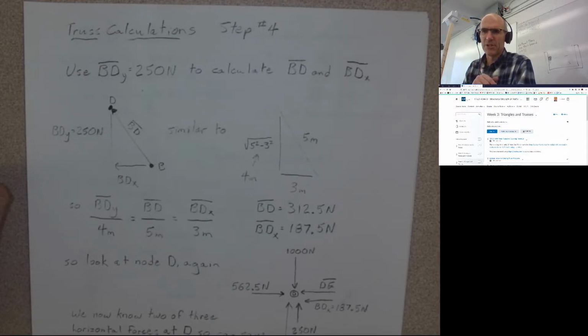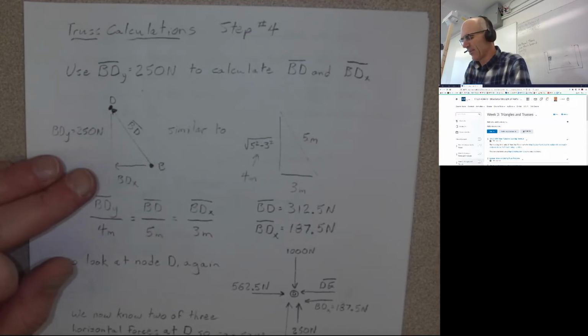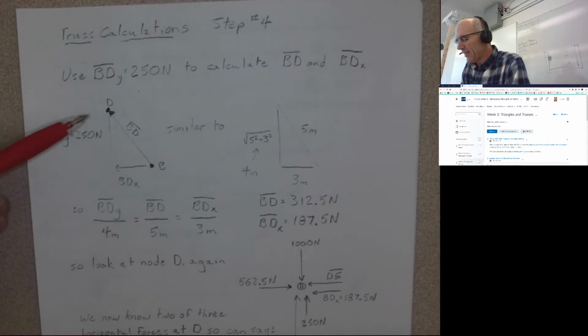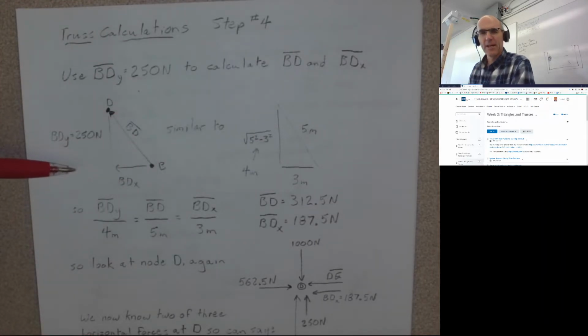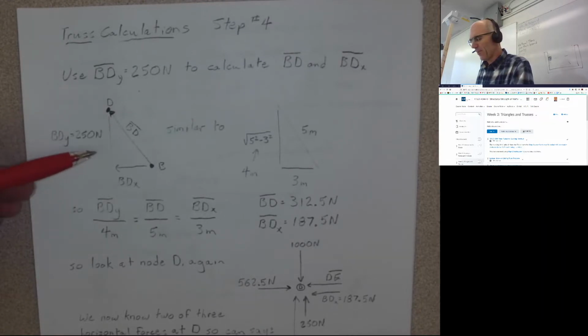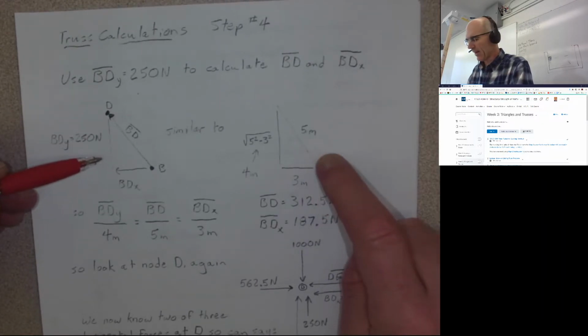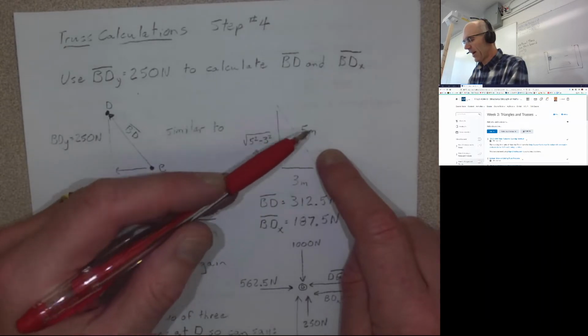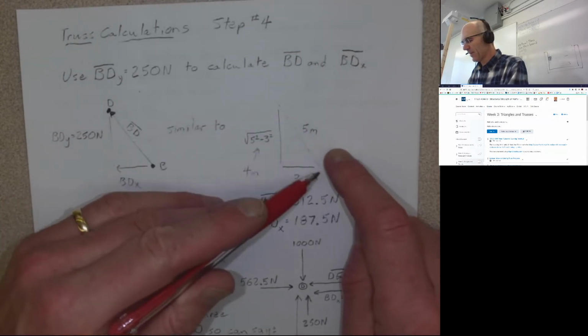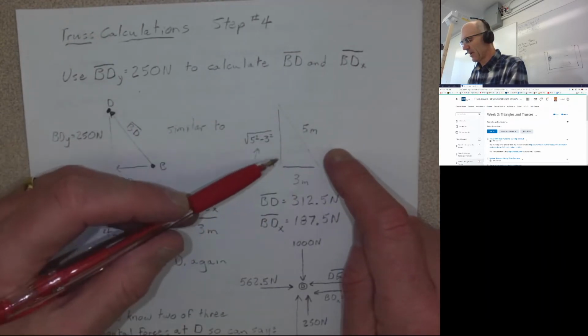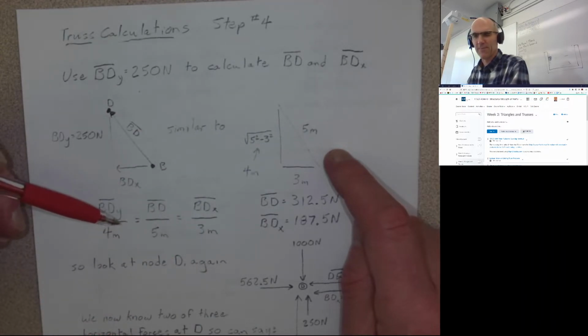Keeping in mind that Bridge Designer actually had a slightly more sophisticated loading structure because it included the weight of the bridge, which we're not including in our analysis right here. So use BDY at 250 newtons to calculate BD and BDX. Same calculations that we did before. We've got our similar triangle over here, a 3, 4, 5 triangle, because we know it's 5 meters on there and 3 meters down at the bottom, and Pythagoras tells us that that must be 4 meters.